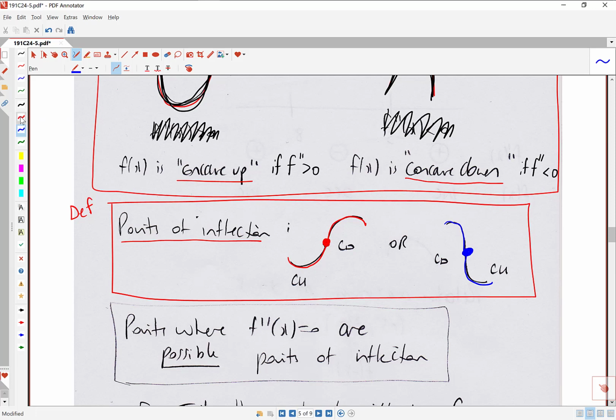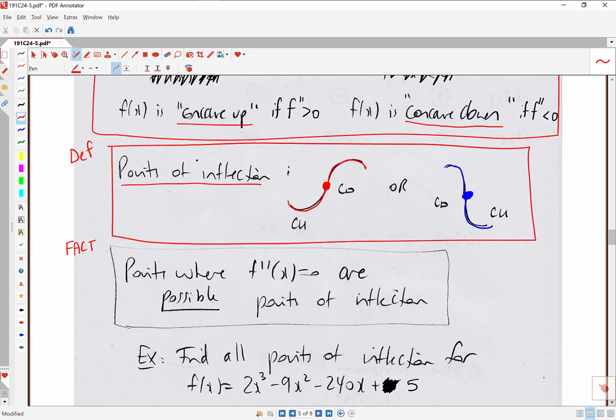And if we think from an algebra point of view, how are we going to find these points of inflection? Well, let's look at this fact here. Points where f double prime of x is equal to 0 are possible points of inflection. So if you wanted to find points of inflection, what you would do is set f double prime equal to 0. Those are your possible points of inflection, and then you'd have to do a little bit more investigation to figure out whether they really are points of inflection. And that little bit more investigation would involve just making a table, as we did in our previous problem.